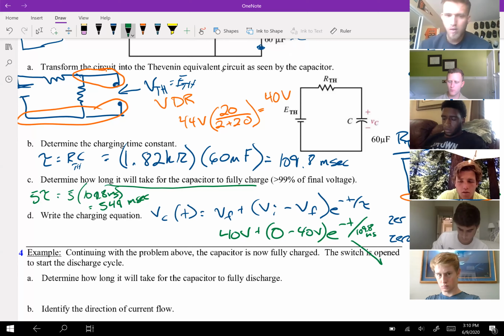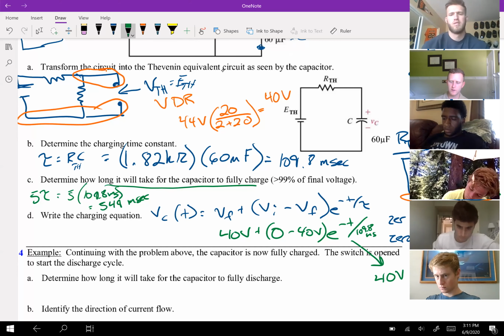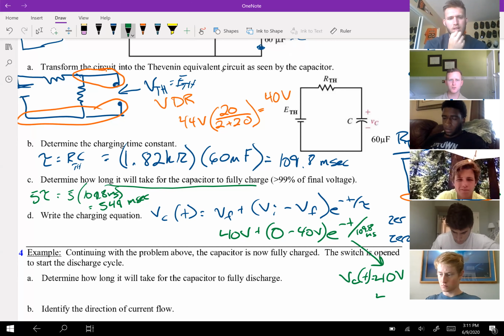So there's my equation. If I wanted to simplify it one more time, I could by saying, and this is just the math, I'm leaving the 40, I'm leaving the 0 out. And so it's like saying 40 volts minus 40 e to the negative t over 109.8. And then I simplify by pulling each of the 40s out. But if you get it to this right here, I'll call this good. You should remove the 0 from your equation just because you don't leave a 0 in there.